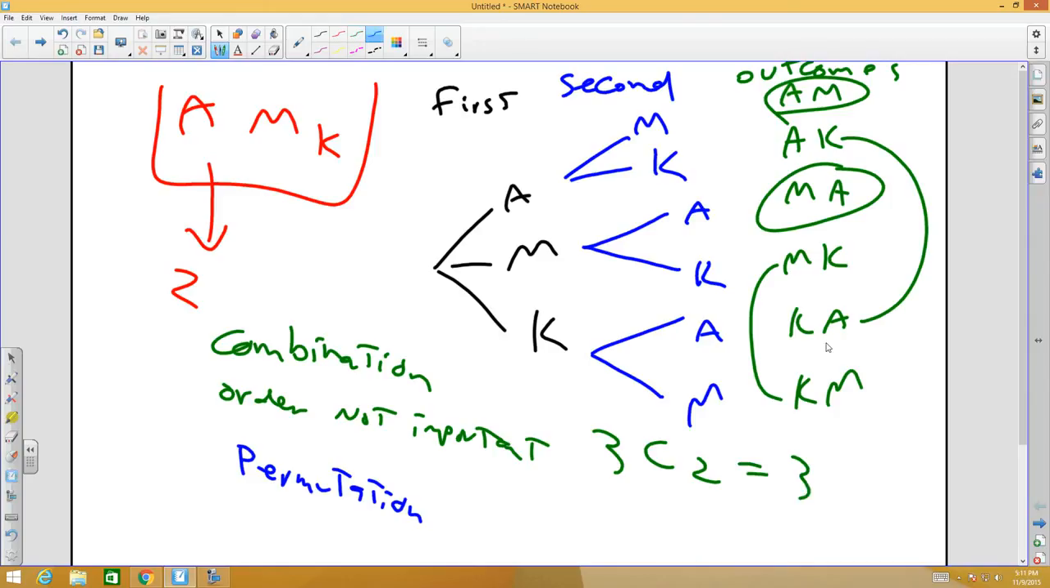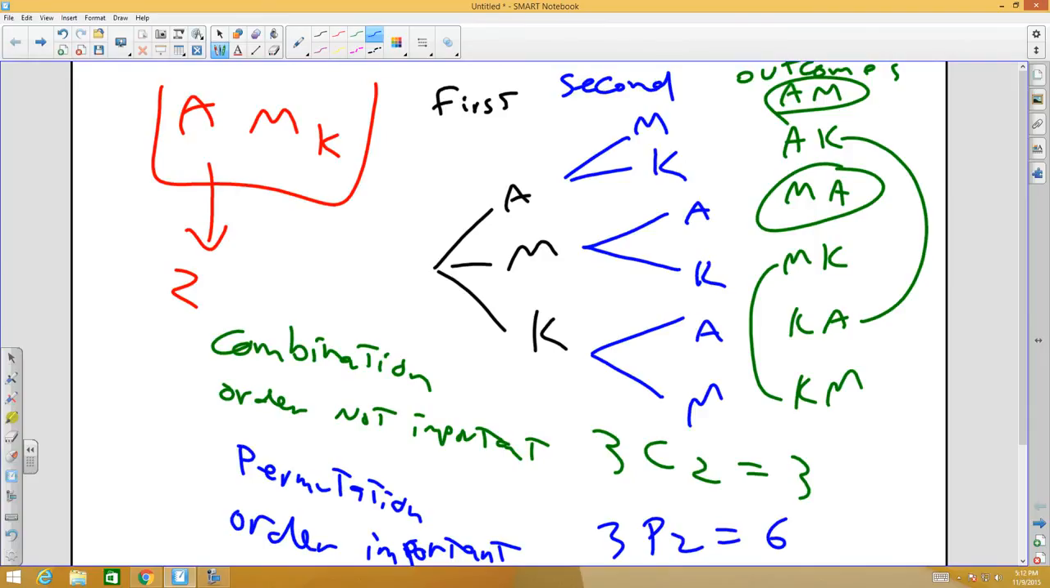If the order is not important, AM and MA are the same thing, so they count it as one outcome. Combinations: the order is not important. The permutation: the order is important. So AM and MA are different outcomes, so they count it as 2 outcomes, right? So the order is important. In this case, the symbol for that is 3P2, which is equal to 6.